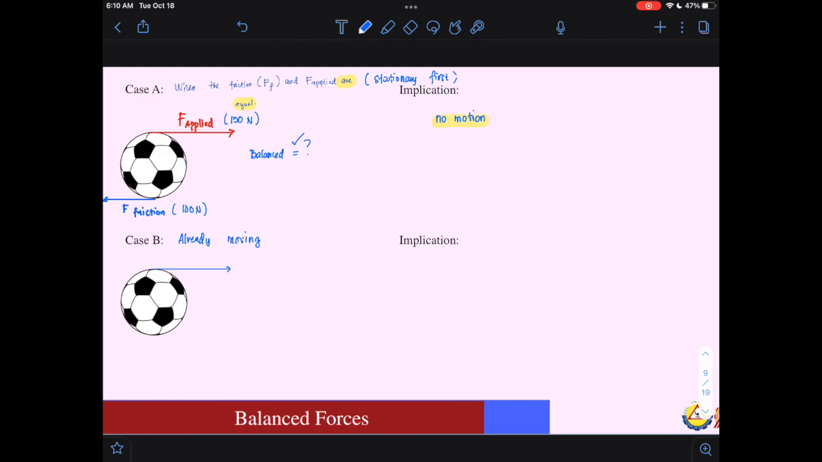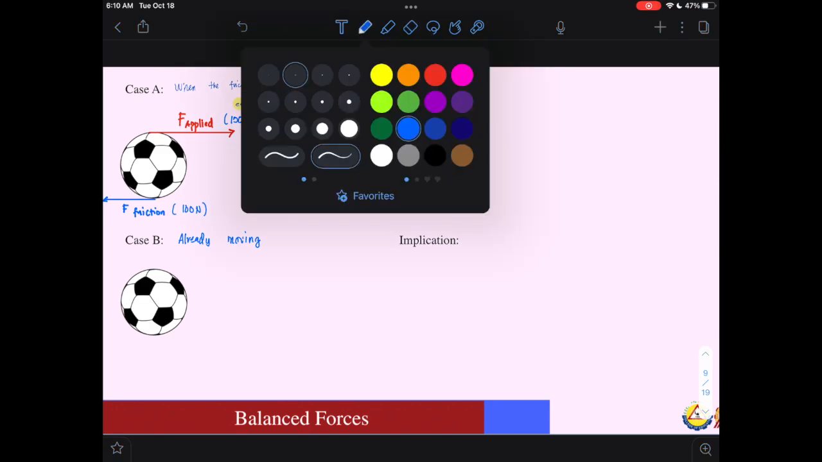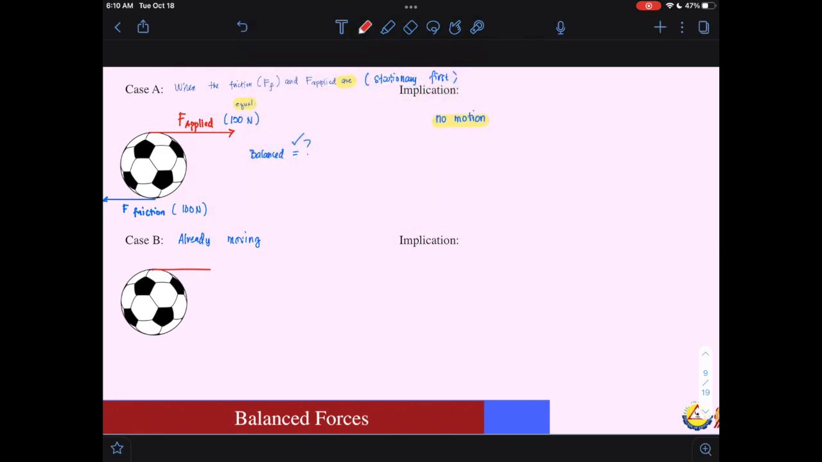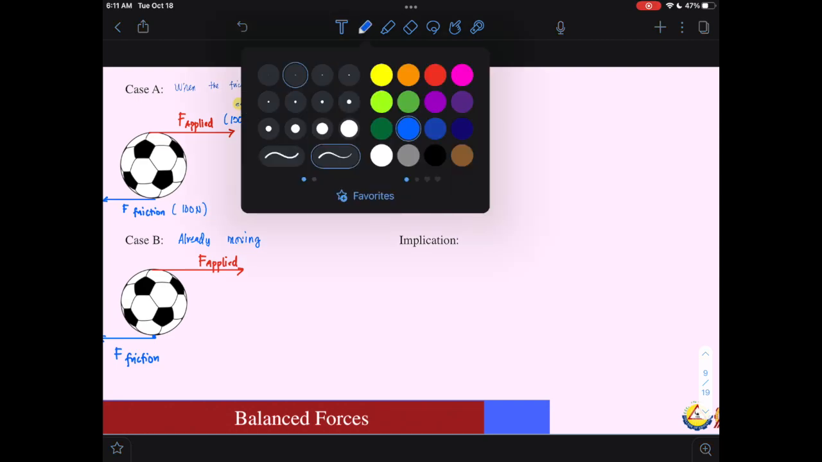So for F applied here, I'm going to use red to be consistent. The soccer ball is already moving and you're applying a force, F applied towards the right. And also, since there is still contact with the ground, there is F due to friction. Now, take note, since this ball is already moving, what happens? What are the characteristics of the forces here, are they balanced or not?